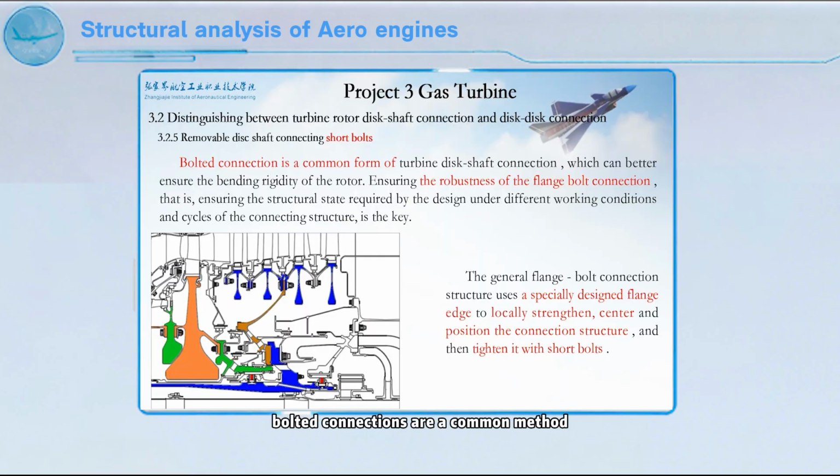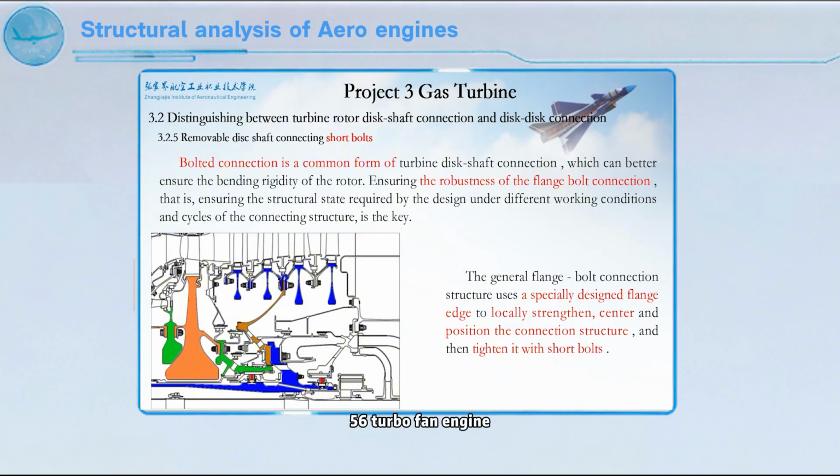Bolted connections are a common method for turbine disc shaft connections. They effectively ensure rotor bending rigidity and the robustness of flange bolted connections. Typical flange bolted connections utilize a specially designed flange edge to locally strengthen centering and positioning of the connection, followed by tightening with short bolts.